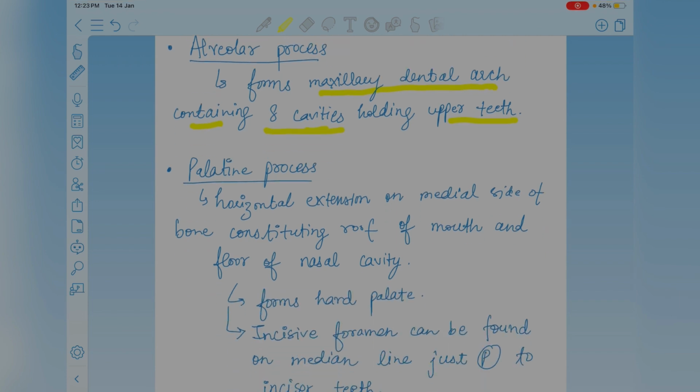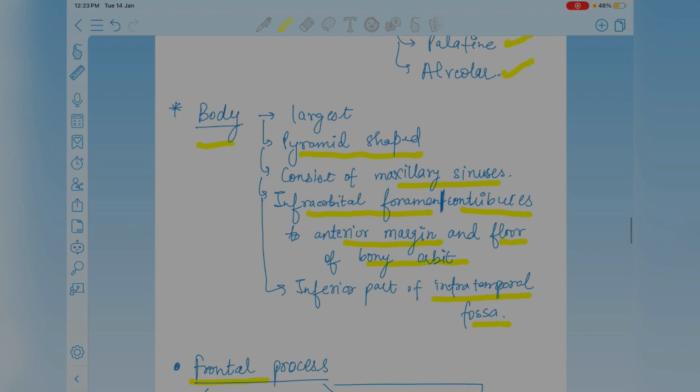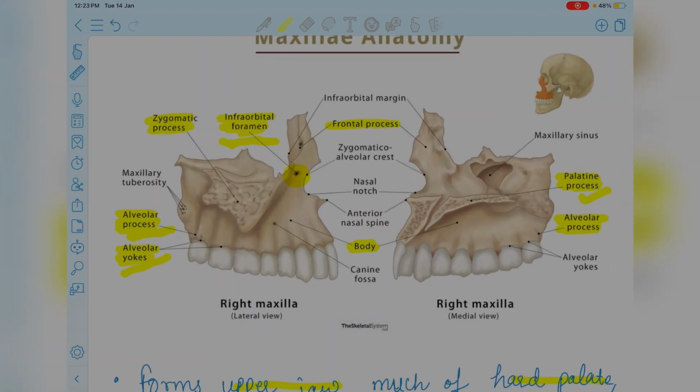And the last process is the palatine process. It is the horizontal extension on the medial side of the bone, consisting of the roof of the mouth and floor of the nasal cavity. It also forms the hard palate, and there is an incisive foramen that can be found on the medial line just posterior to the incisor teeth. As you can see in the diagram, there are the four processes: the palatine process, alveolar process, frontal process, and the zygomatic process.